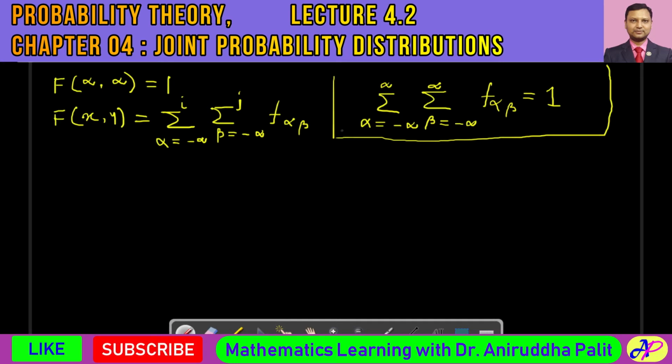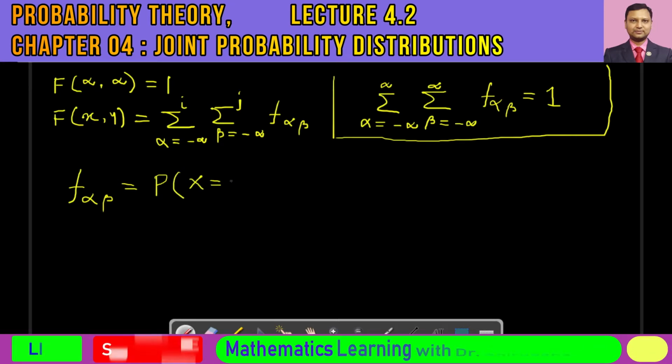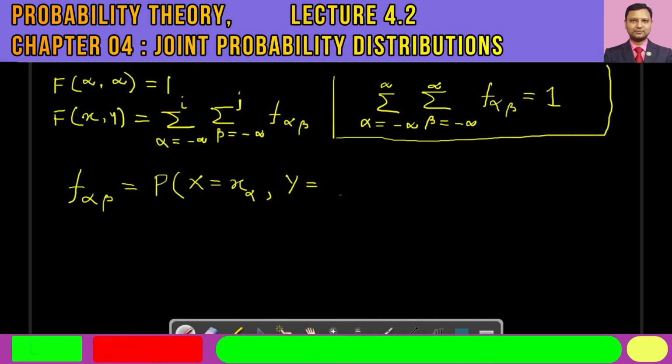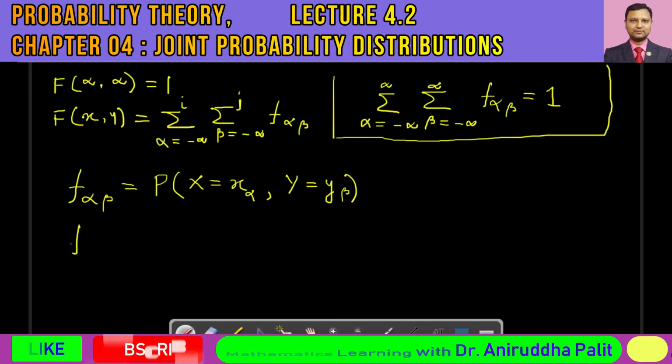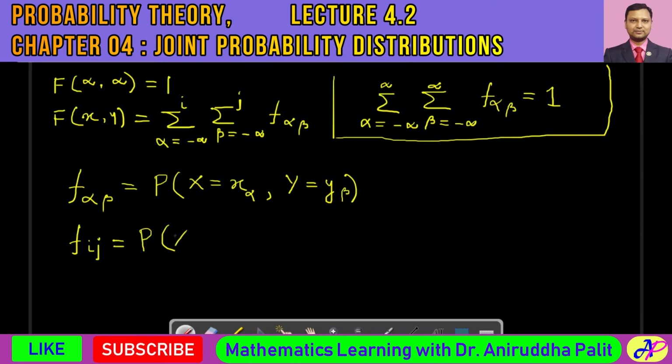on the mass function. And of course one can prove in this case that this f of alpha comma beta, or f of ij, whatever you call it, is nothing but the probability that capital X is equal to x alpha and capital Y is equal to y beta. Or in your book, in place of alpha they have written i, and in place of beta they have written j. So you can also use this notation, that f ij, in future we shall use this notation only, is equal to the probability that capital X takes the value xi and capital Y takes the value yj for all i and j.